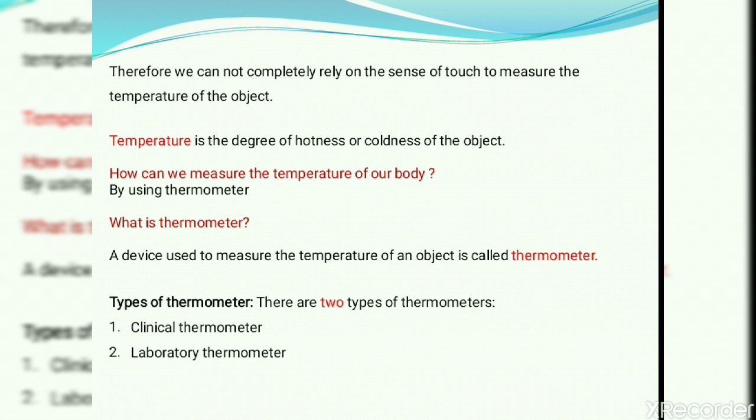So what is temperature? Temperature is the degree of hotness or coldness of an object. How can we measure the temperature of a body? We can measure the temperature of a body by using a thermometer. And what is a thermometer? A thermometer is a device to measure the temperature of an object. There are two types of thermometer: clinical thermometer and laboratory thermometer.